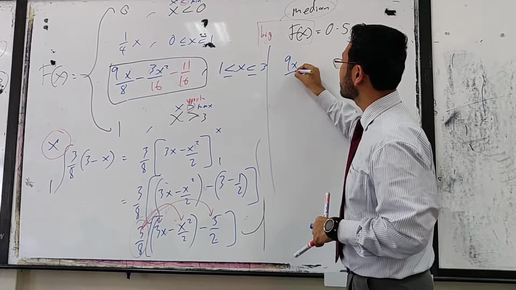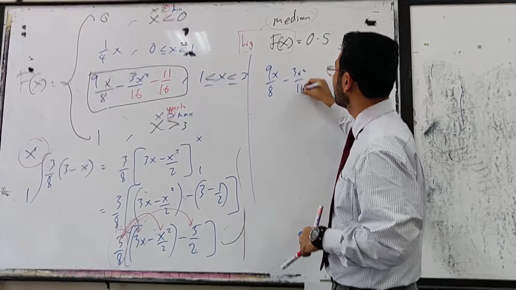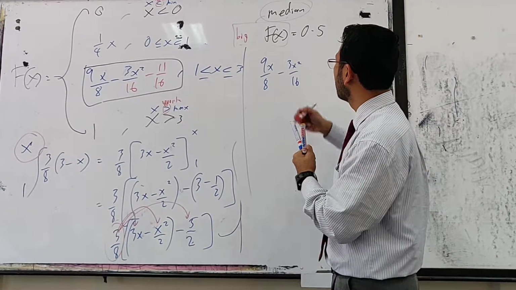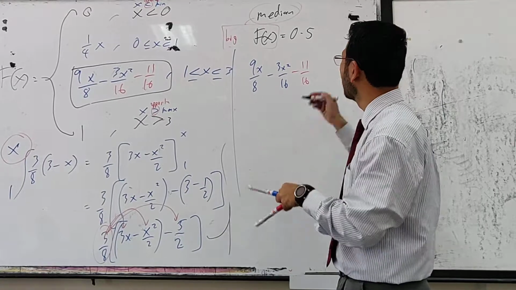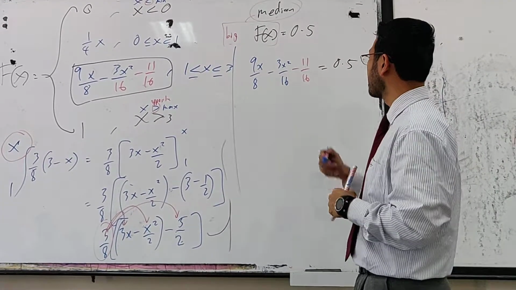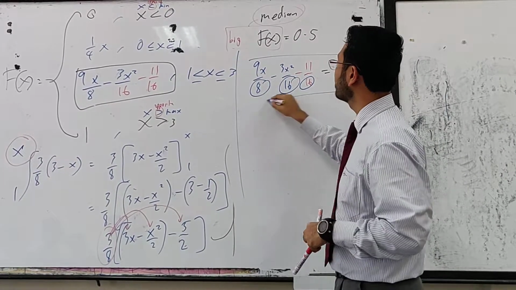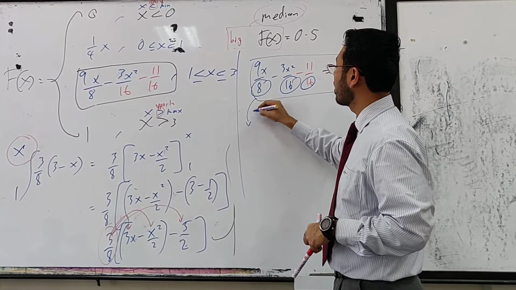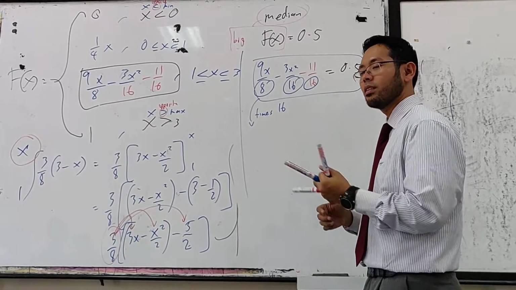So 9x over 8 minus 3x squared over 16 minus 11 over 16 equals 0.5. It's just a normal trick. We don't want to have 8, 16, 16 in the fractions. What should we do? Times 16. Factorizing works as well.